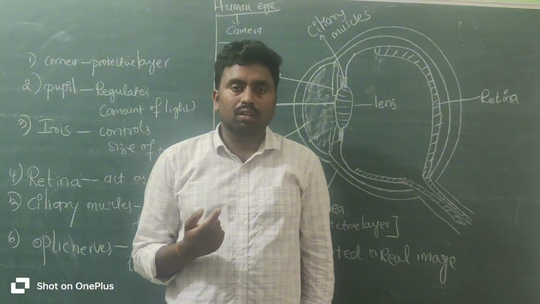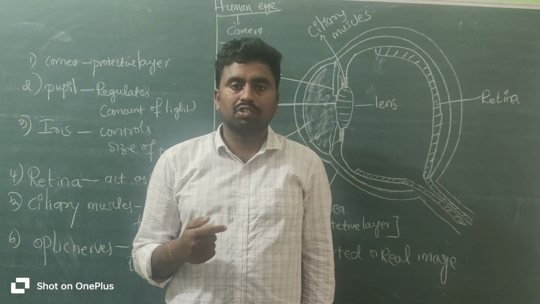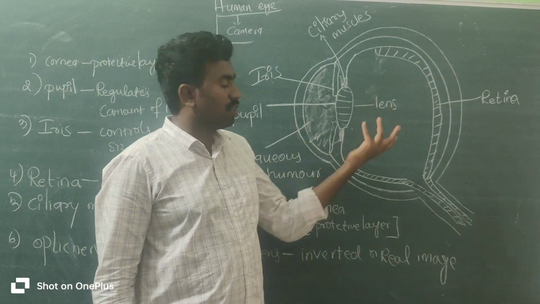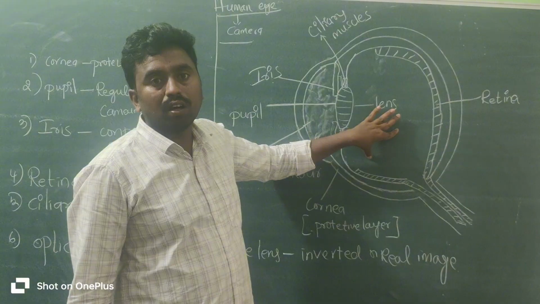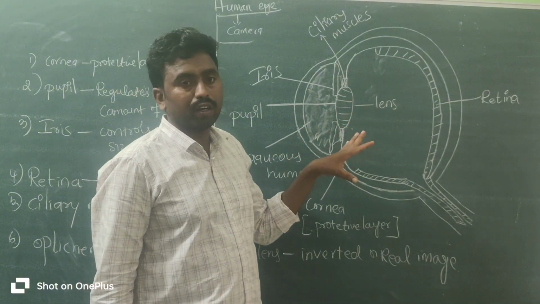Hello, next chapter, Human Eye and the Colorful World. Let's discuss important things in this chapter. First, we will understand the structure of the human eye, what the main parts of the human eye are, and the functions of each part. This is very important.